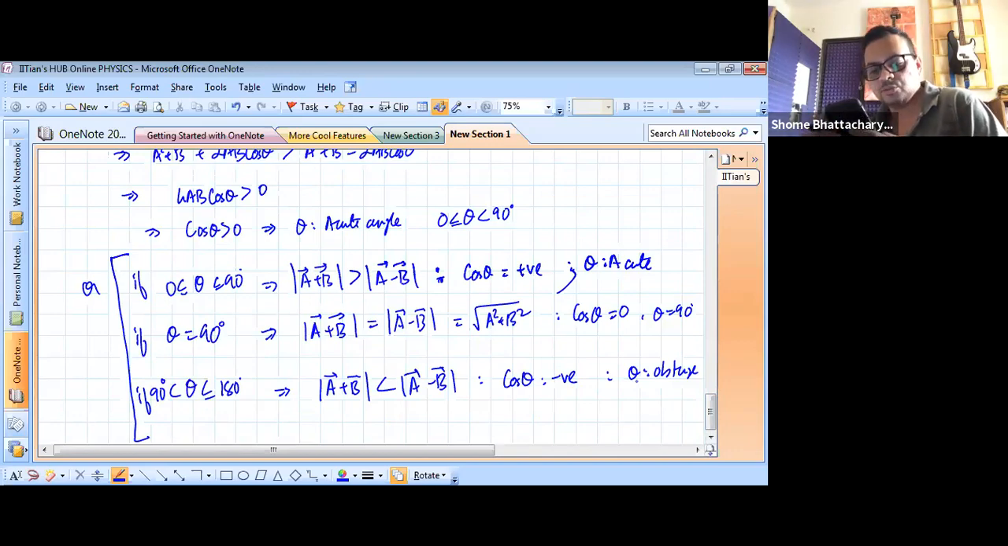So the correct answer in this question will be that the angle between them should be acute. Okay, 0 भी 1 होता है ना, cos 0 is 1. So whenever your angle is 0, understood now? So that's why it includes 0.